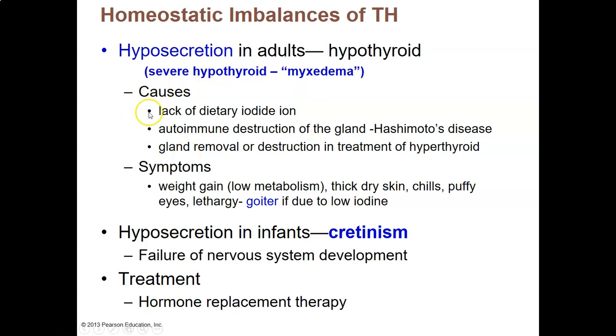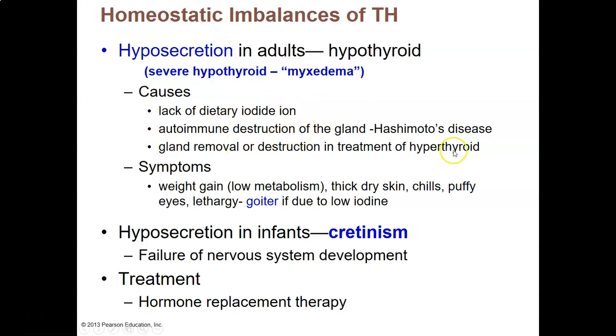Why would this happen? Causes of hyposecretion of thyroid hormone. It could be due to a lack of iodide ion. If you go back to our diagram of how thyroid hormone is produced, if you can't iodinate those tyrosines, you've got nothing. You can't make thyroid hormone. So people that live in geographic regions where there isn't iodide ion in the environment, and therefore not in the food, may develop hypothyroid.